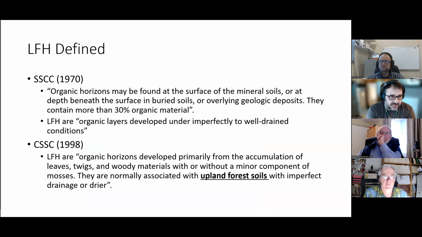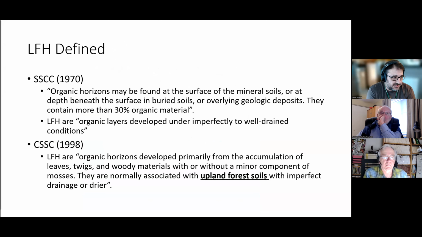So the definition of LFH horizon changed between what was the precursor to the modern Canadian system and the third edition. So in 1970 and 74, the system of soil classification for Canada is what it was called. Organic horizons may be found at the surface of mineral soils or at depth beneath the surface in buried soils or overlying geologic deposits that contain more than 30% organic material. And LFH horizons are organic layers that were developed under imperfectly to well-drained conditions. And that was the definition.